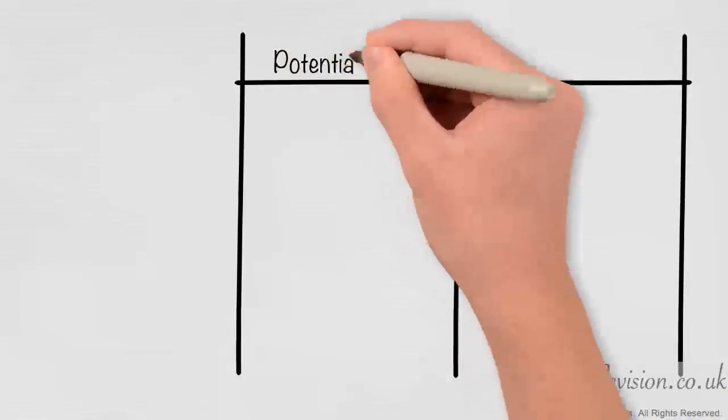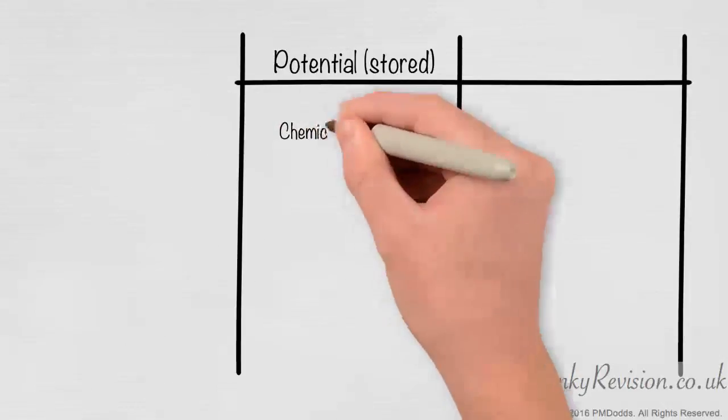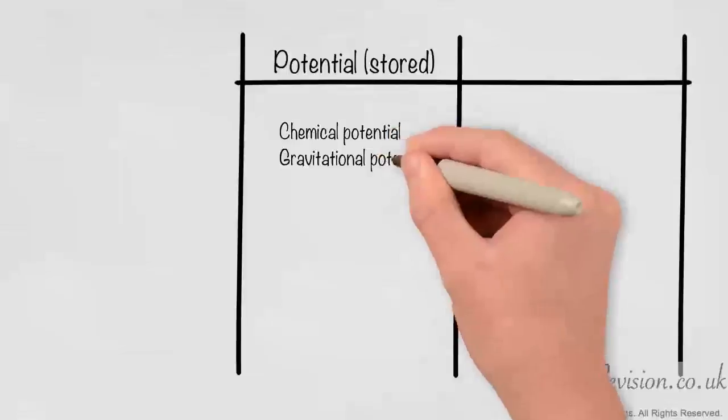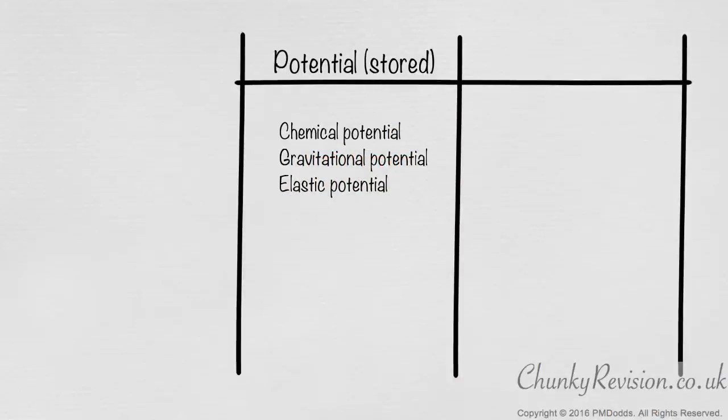You need to know there's different types of energy. So there's potential energy or stored energy, and these include chemical potential energy, gravitational potential energy, and elastic potential energy. As part of the course, you will have to memorize the formula for gravitational potential energy. You'll have to use the formula for elastic potential energy, and you will also have to use the formula for kinetic energy, which is in the next column.